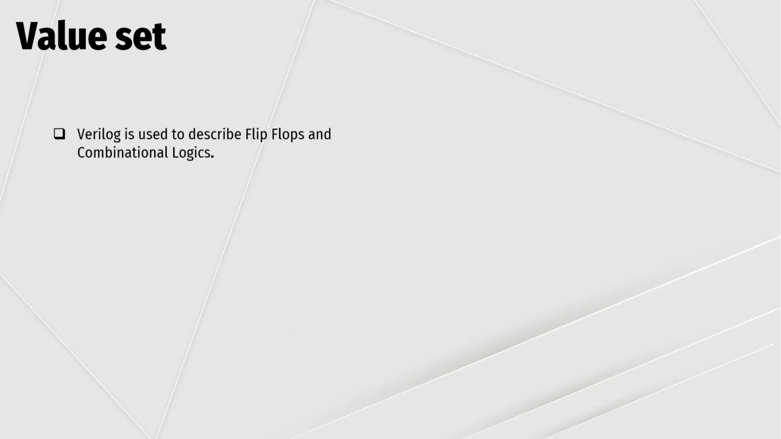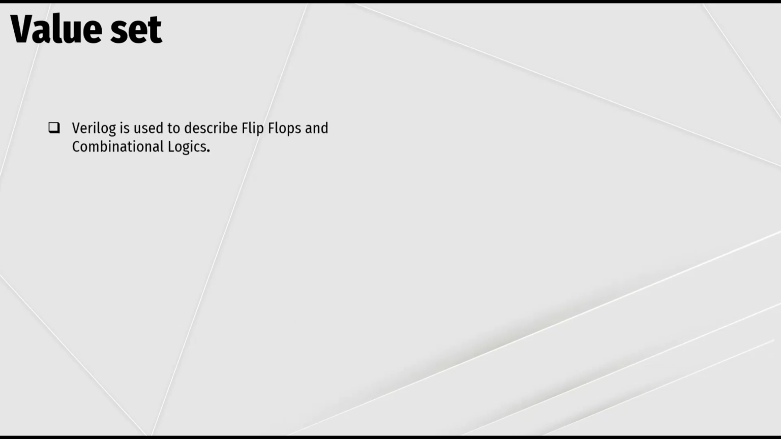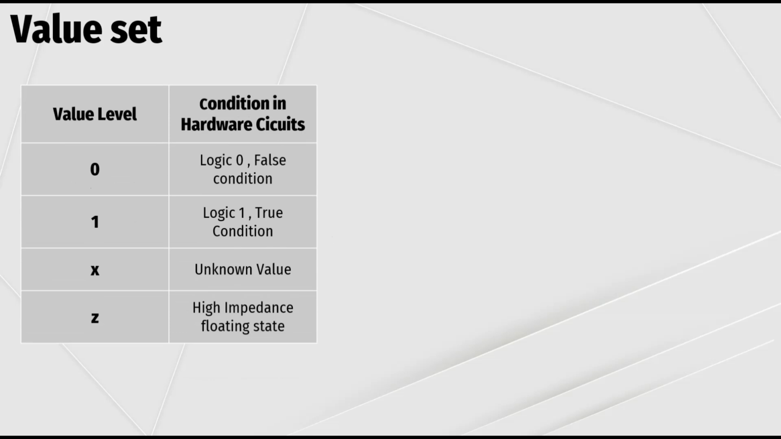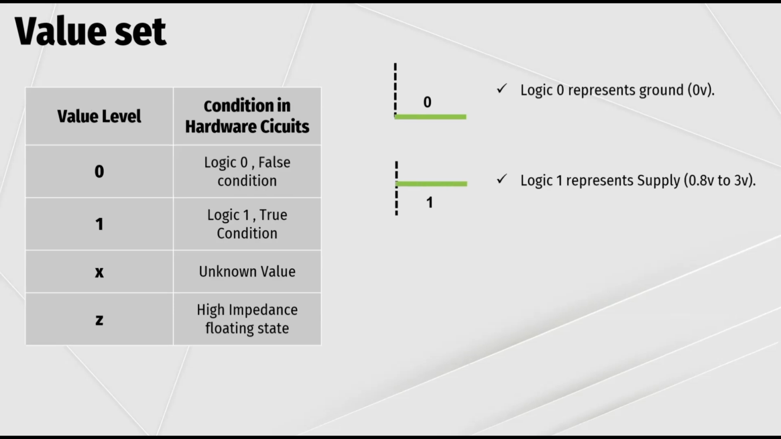Since Verilog is essentially used to describe hardware elements like flip-flops and combinational logic like NAND and NOR, it has to model the value system found in hardware. Verilog supports 4 values to model the functionality of the real hardware. A logic 0 would represent ground and hence a value of 0 volts. A logic 1 would represent the voltage supply, which can range anywhere between 0.8 volt to more than 3 volts based on the fabrication technology node.